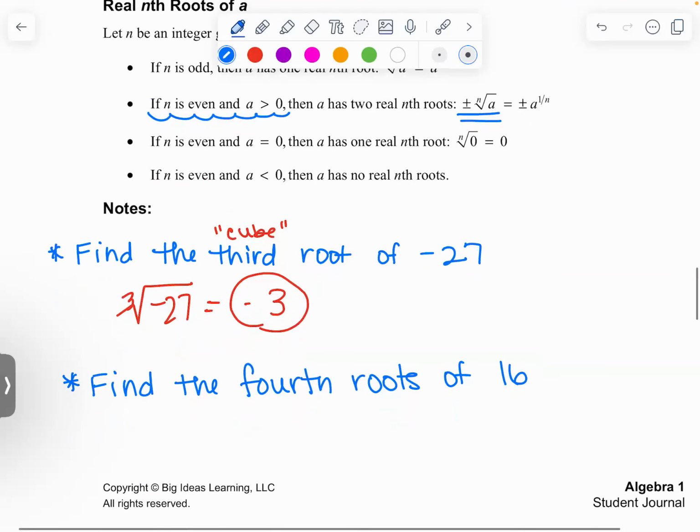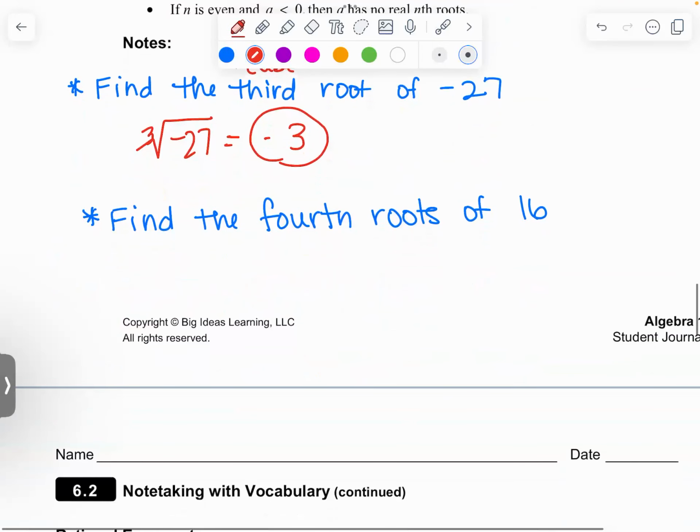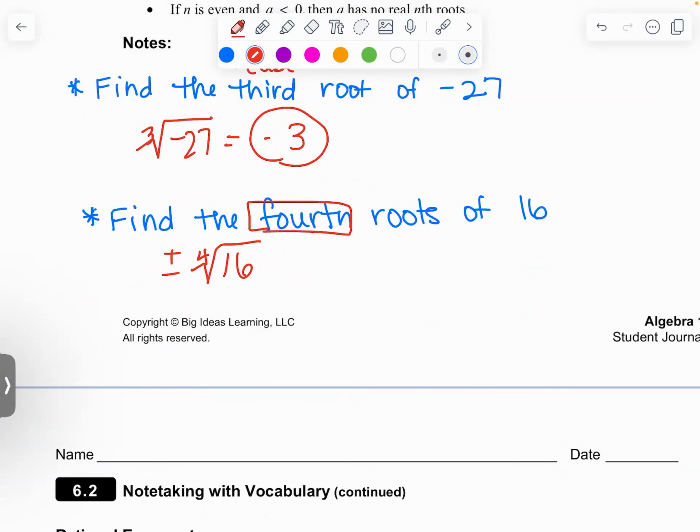Now, this is asking for what numbers to the fourth power give me 16. The fourth root of 16 could be a positive or a negative because this is an even root. So positive and negative 2 to the fourth power are going to give us a positive 16.